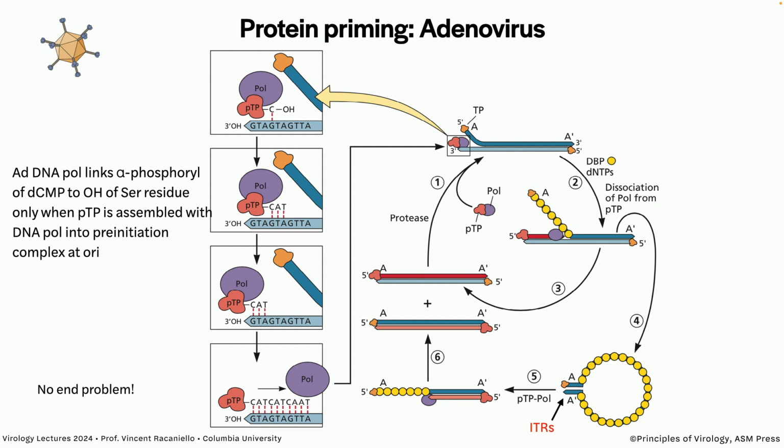This occurs over and over again. So strand displacement. Why is there no end problem? Because we're not using an RNA primer that has to be removed and leaves a gap, right? We're using a protein primer that can slip back with the polymerase and prime exactly at the 3' end. And so there's no end problem because there's no gap that has to be fixed.